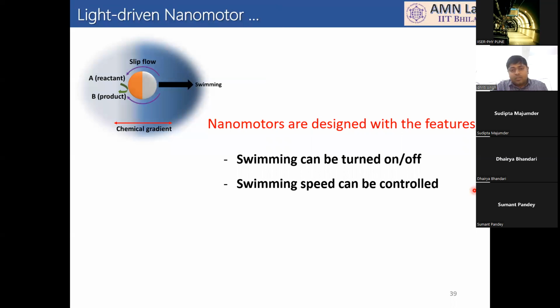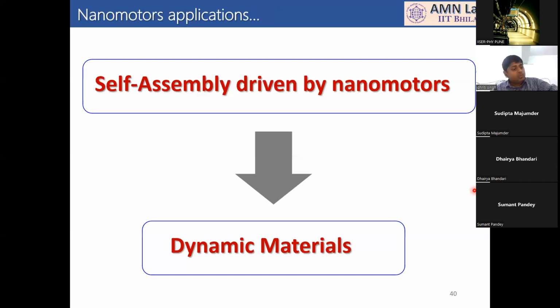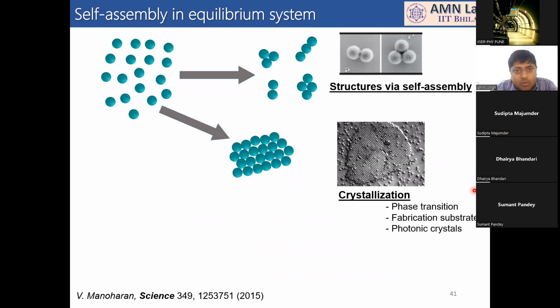So now we have the motors ready with, I won't say full control, because full control means external guidance also comes in. But we have some partial control on the activity, and we try to explore these motors for some applications. First is to form self-assembly by these motors. The idea was basically to form dynamic or reconfigurable materials. When we say self-assembly, we all know that the self-assembly of colloids has been used for several years to form colloidal structures.